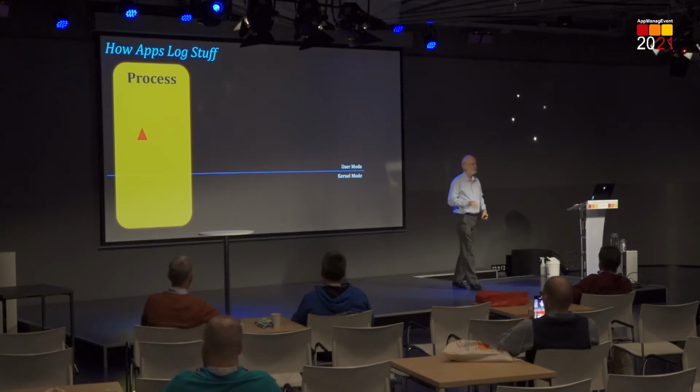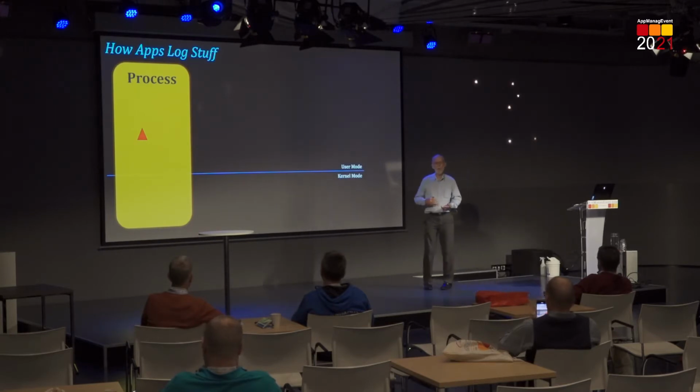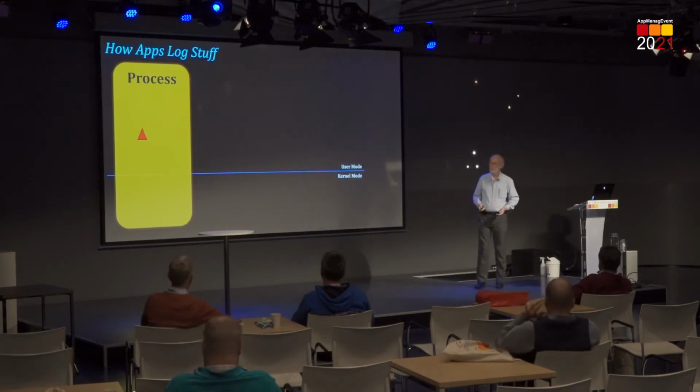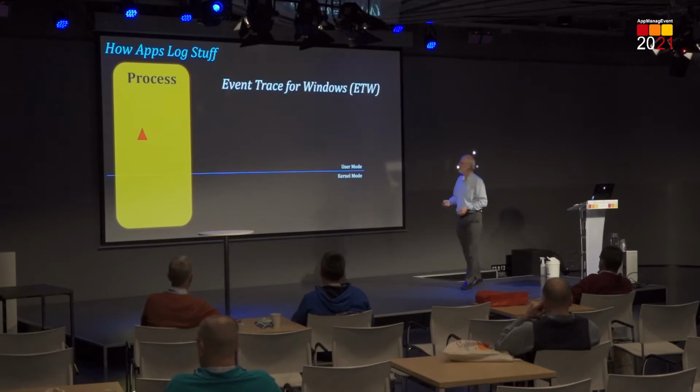So they want to do that flush. That slows the application down, and I've had situations where that's actually made the problem go away because it was really a timing issue. Right? So that's not very good. So how does it work with ETW?